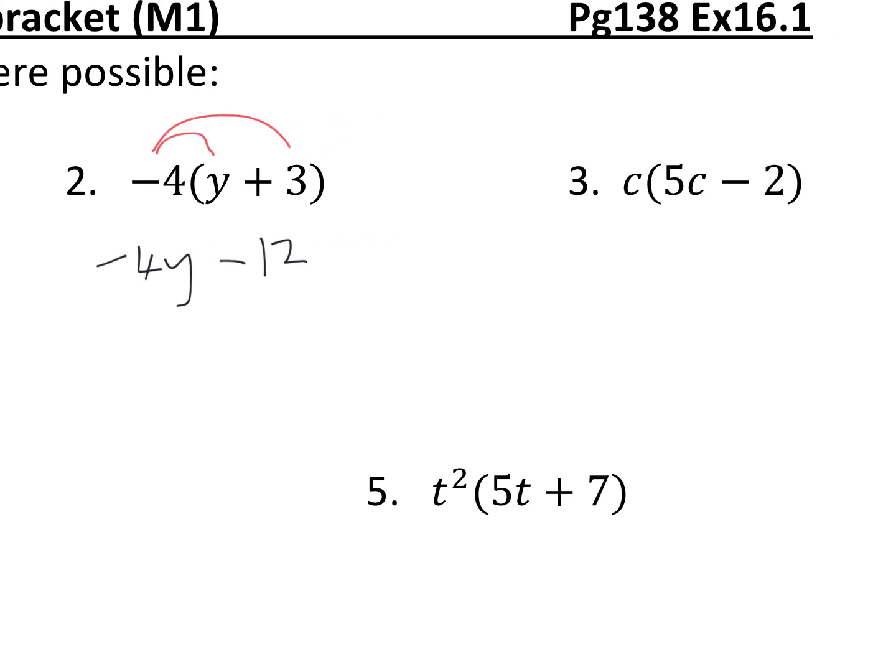Number 3, we've got c times 5c. Well, c times c is c squared, so we've got 5c squared. And c times minus 2 is minus 2c.